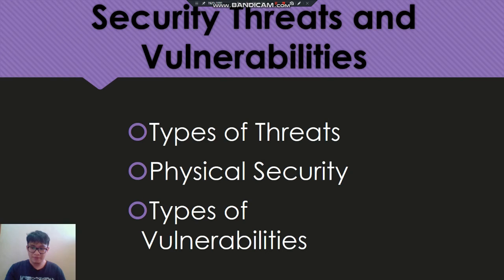Next one is the types of vulnerabilities. Vulnerability is a degree of weakness that is inherent in every network and device. This includes routers, switches, desktops, servers, and even security devices.